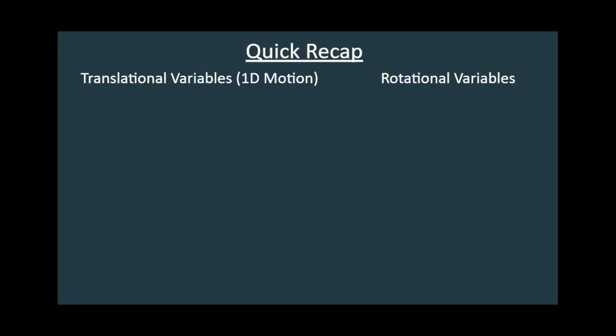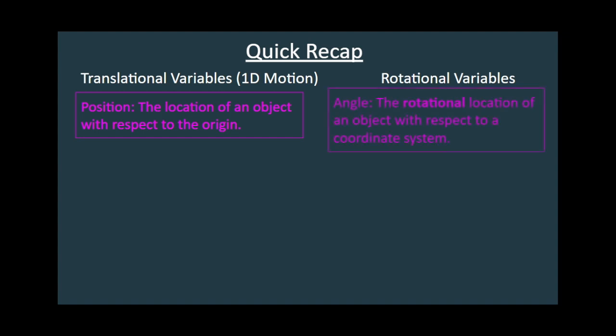So let's just quickly recap everything that we talked about, and mostly the relationships between translational and rotational variables. So in translational, we have position, which we would say is the location of an object with respect to the origin. In rotational, that's the angle, and that's the rotational location of an object with respect to a coordinate system. So still the location of an object, it's just one is a linear location, while the other is a rotational location.